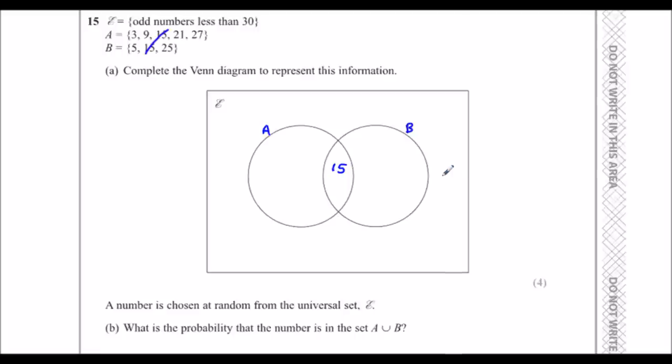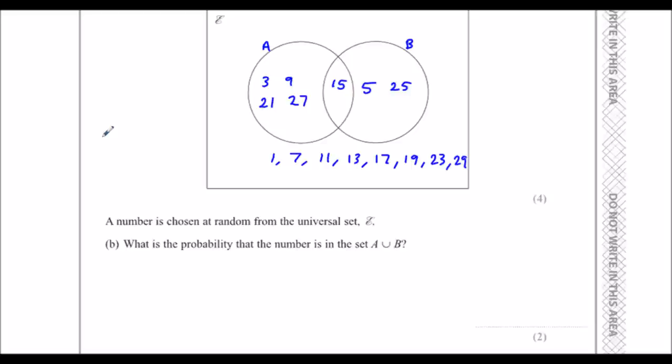And then what's left in A? We have 3, 9, 21, and 27. What's left in B? 5 and 25. And we need to put all the odd numbers less than 30 in here somewhere. So on the outside, we're going to put whatever's left. So 1, we've got 3, we've got 5, 7, we've got 9, 11, 13, we've got 15, 17, 19, we've got 21, we need 23. We've got 25, we've got 27, and we need 29. That's 15 numbers.